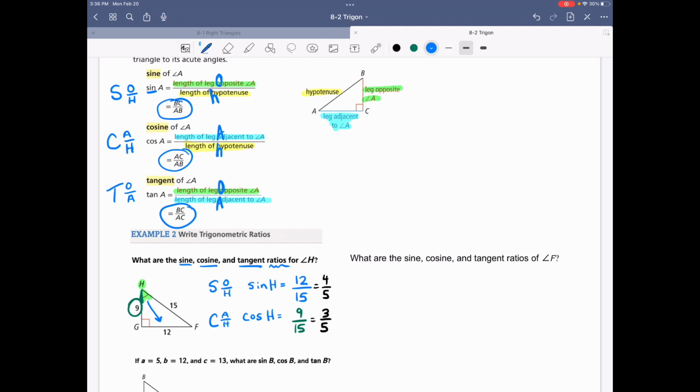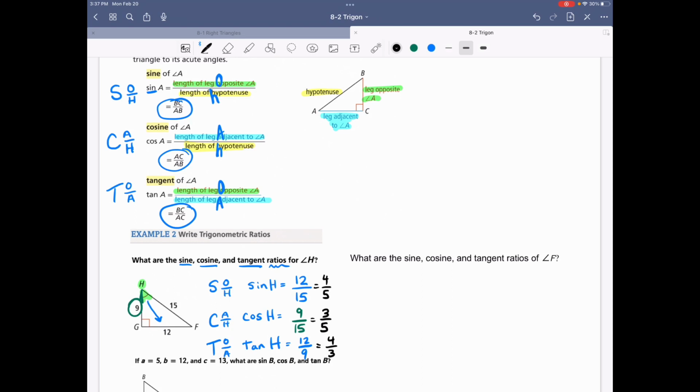Then we want to do the tangent, TOA. So the tangent of H is going to be the opposite side, which was 12, and the adjacent side, which is 9. These are also divisible by 3, so that's going to be 4/3. And those are what we call the trigonometric ratios.